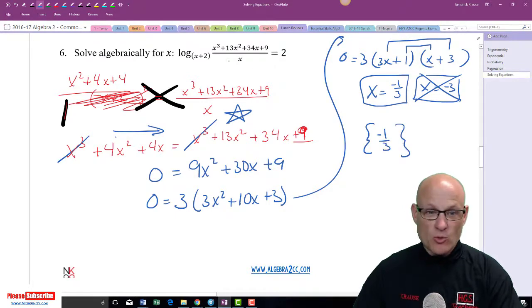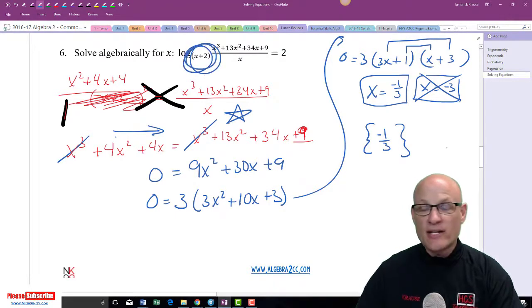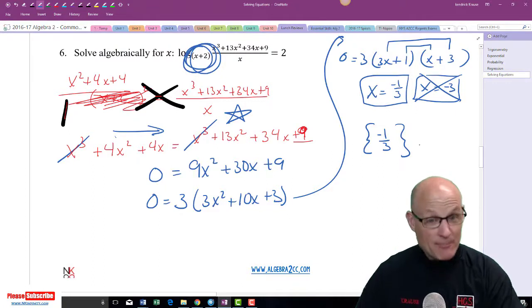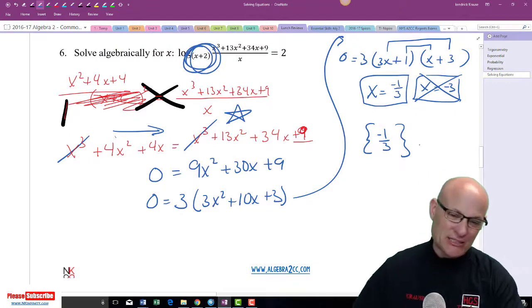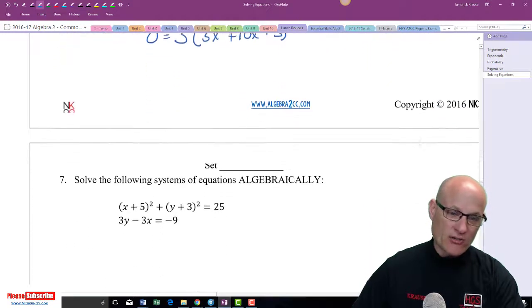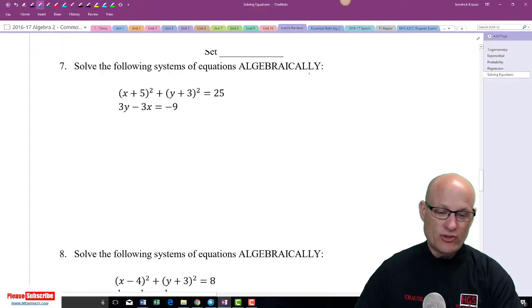Now why doesn't it work? Well, because that would make this negative, and you can't be negative. You can also check it by plugging it in. Please, please do that. All right, done with logs. Let's go to solving systems of equations graphically.